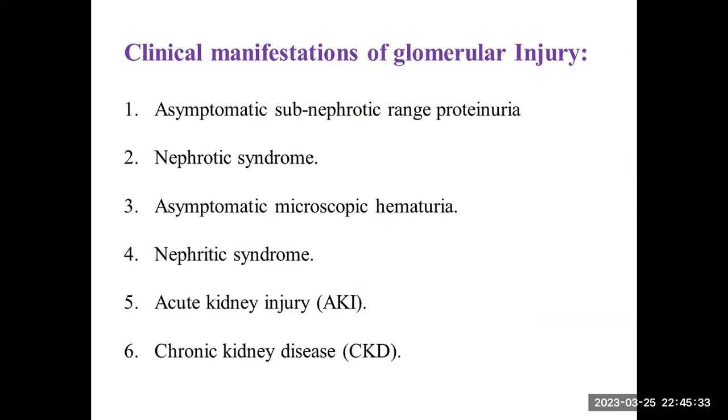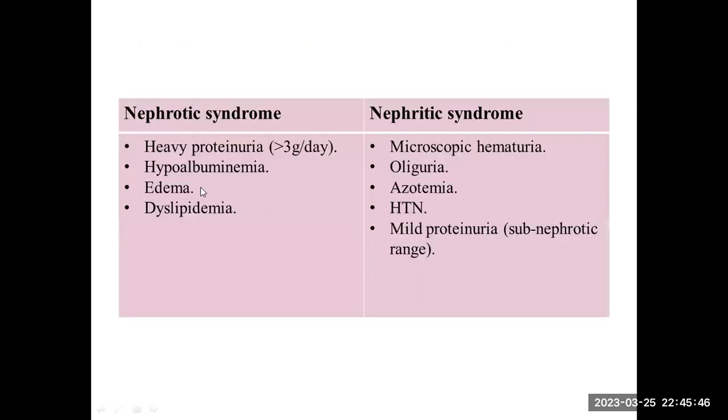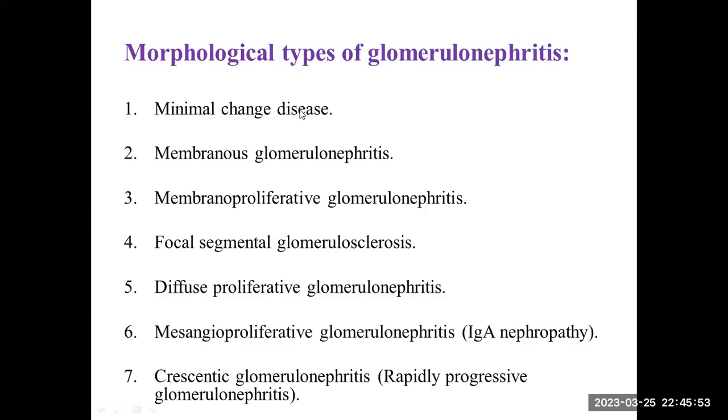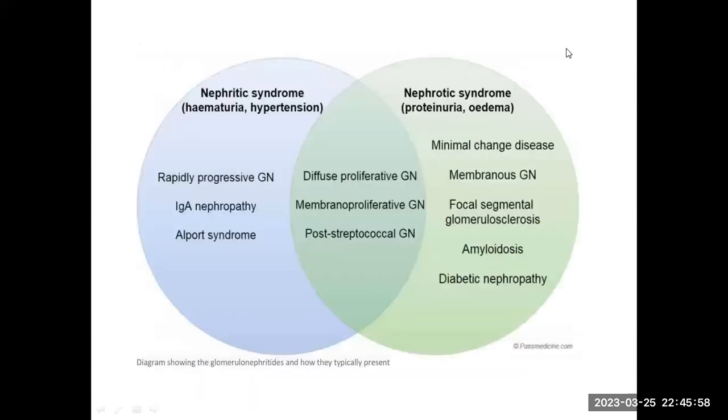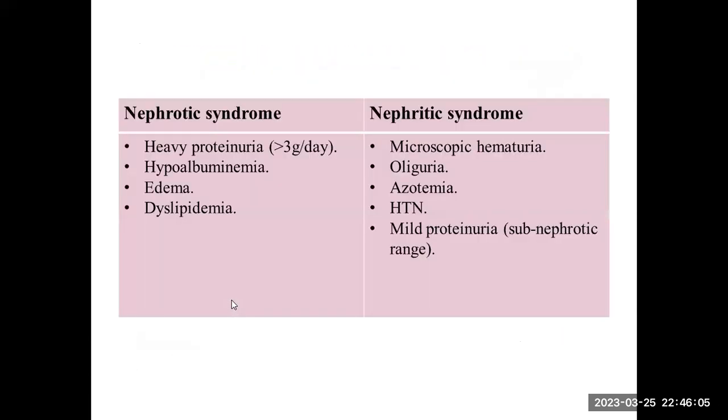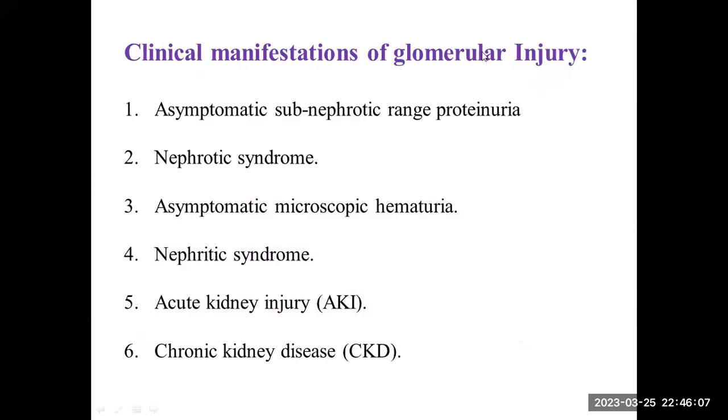First, we will talk about the clinical manifestations of glomerular injury. What are the types of clinical syndromes and the types of clinical features that can develop whenever you have any sort of glomerular injury? Then after that, we will talk about the pathogenesis, the mechanisms by which glomerular injury will develop. Then we will talk about the different types of glomerular diseases or glomerulonephritis. And then at the end, we will mention the possible etiologies for the glomerular injury. So we will study it in the reversed fashion.